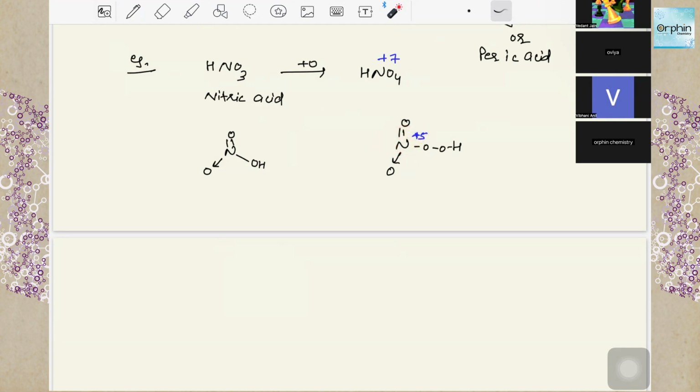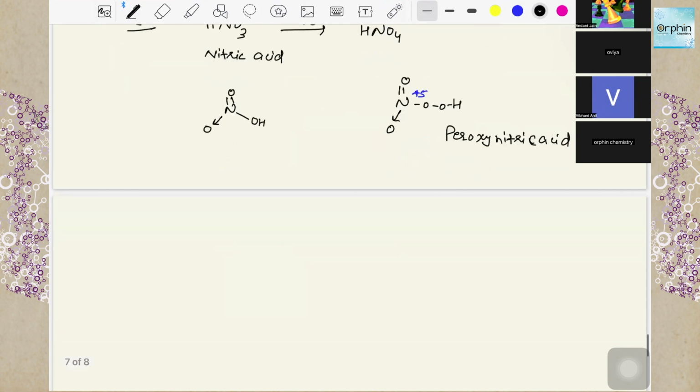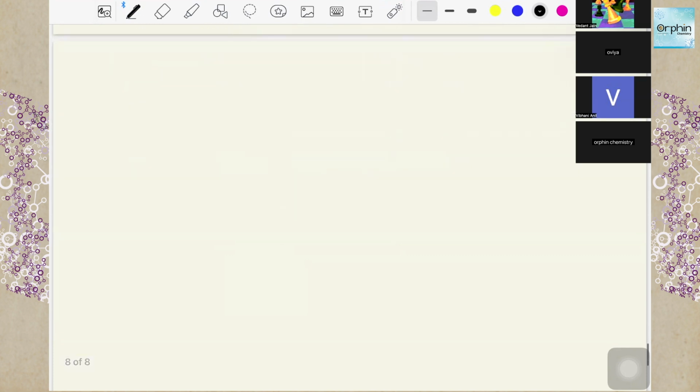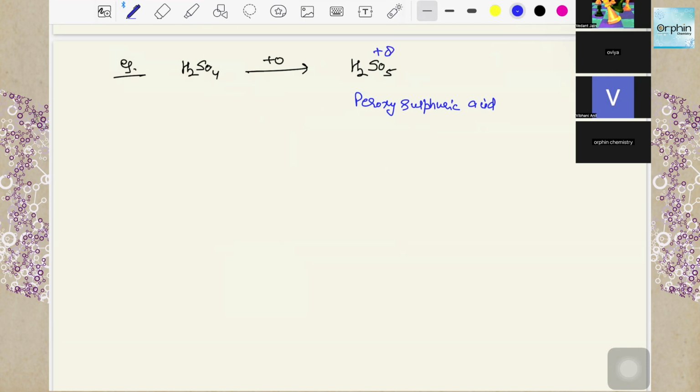Okay. So what is the name of this? This is known as peroxynitric acid. Similarly, H2SO5. H2SO4 is what? Sulfuric acid. If we have one oxygen extra, it becomes H2SO5. And what is H2SO5? Peroxysulfuric acid. Easy. Sulfur would be in +8 oxidation state, which is not possible.